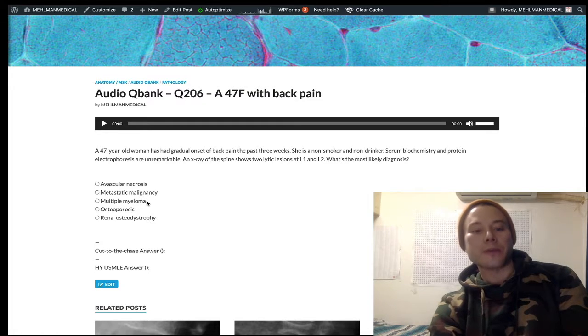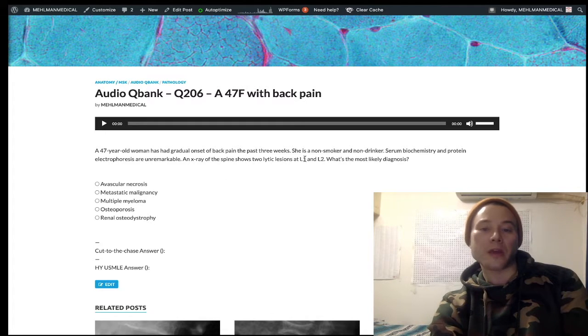So multiple myeloma, some students will say, but why is that wrong? Isn't that classically back pain in someone who's middle-aged or older, with lytic lesions? Why couldn't that be right? It's because serum protein electrophoresis would show an M protein spike of IgG kappa or just IgG. Okay, no reason to get complicated with it.